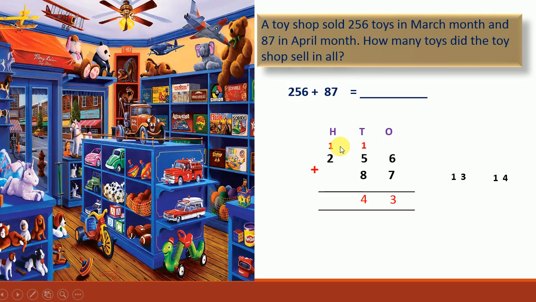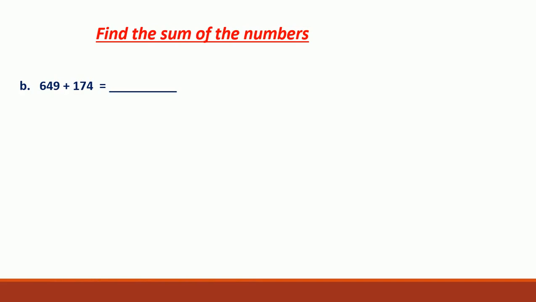Now in the hundreds place we have 1 and 2. Add these two numbers, it is 3. So the number of toys sold in these 2 months are 343 toys. Let us see one more example.